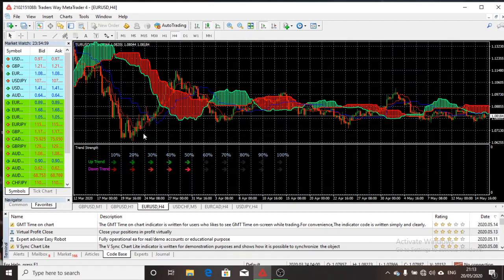This is what we call support and resistance. Support is the lowest point that the market has hit and cannot pass, and resistance is the highest point that it has hit and cannot pass. So here you can see the support: the market came down, hit this point, and it cannot move.